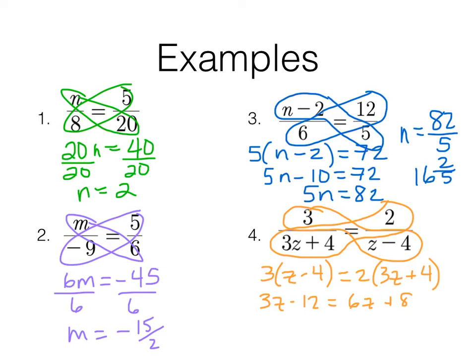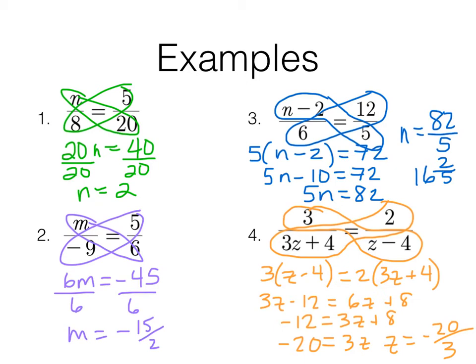And if I now subtract 3z from each side, I'm going to have negative 12 equals 3z plus 8. I can subtract 8 from each side and have negative 20 equals 3z. And divide, z equals negative 20 thirds, or negative 6 and 2/3. Okay, so cross multiply to solve your proportions.